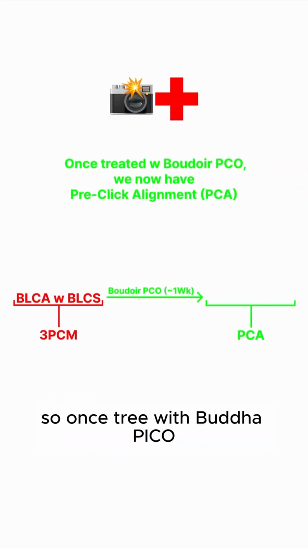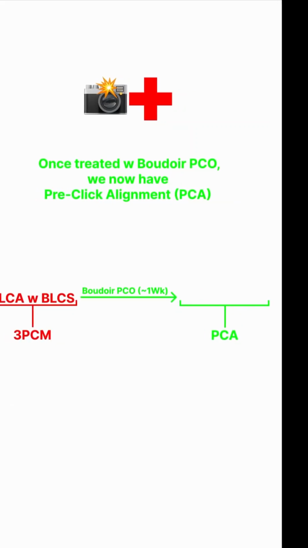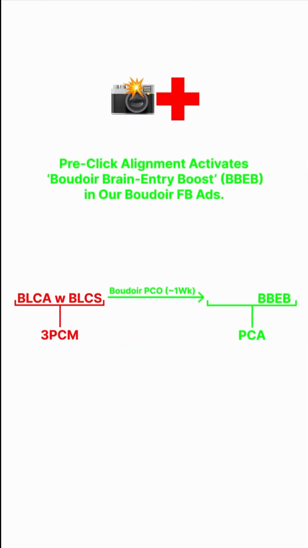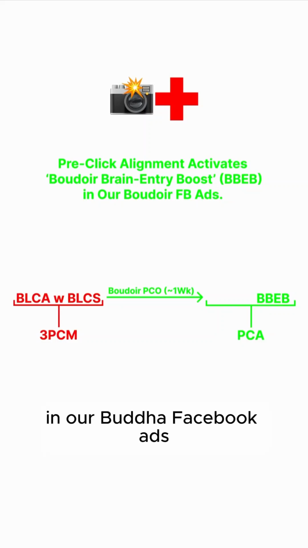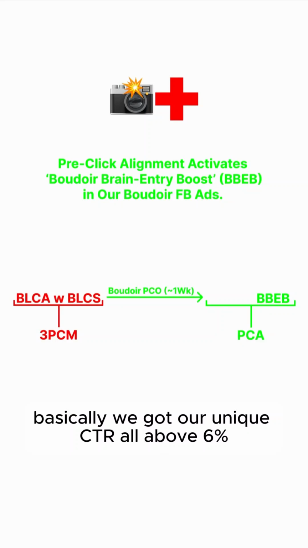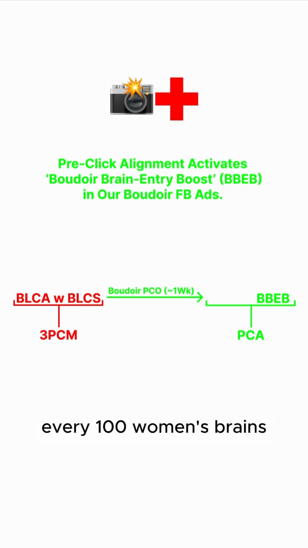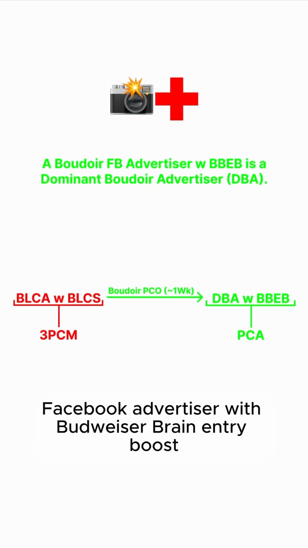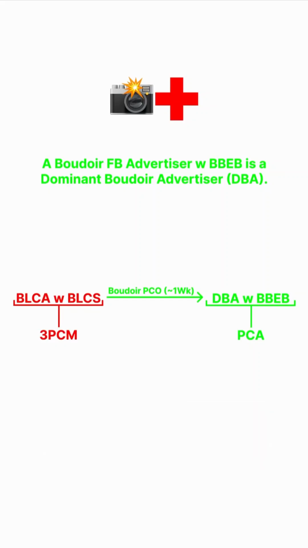Once treated with Boudoir Pico, we now have pre-click alignment, PCA. So we get rid of the 3 pre-click mistakes and achieve PCA. Pre-click alignment activates Boudoir brain entry boost in our Boudoir Facebook ads. Basically, we got our unique CTR all above 6%, so our ad is going into the brains of more than 6 out of every 100 women. And a Boudoir Facebook advertiser with Boudoir brain entry boost is a dominant Boudoir advertiser, a DBA.